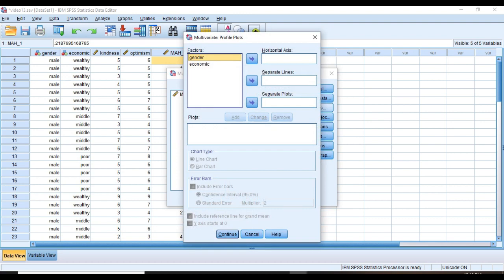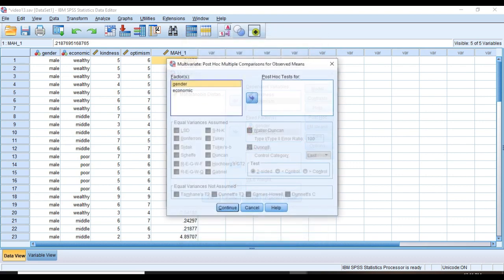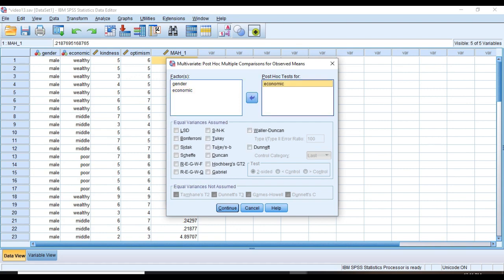So then click on Plots and put economic in horizontal axis and gender in separate lines, and then add and continue. Then click on Post Hoc. We need to do post hoc just for economic because it has more than 2 levels.